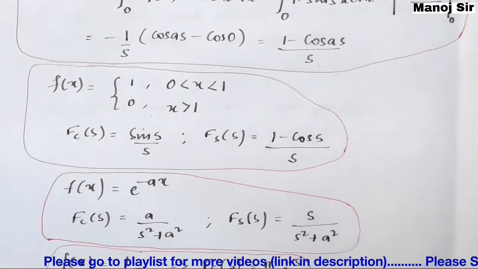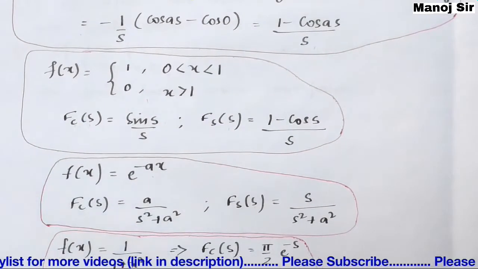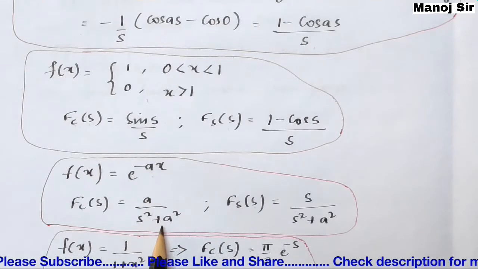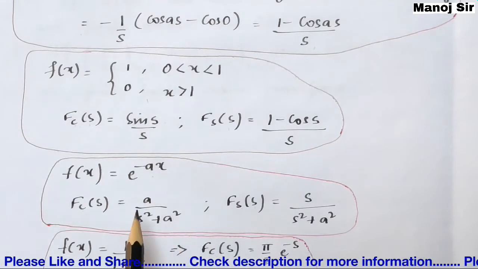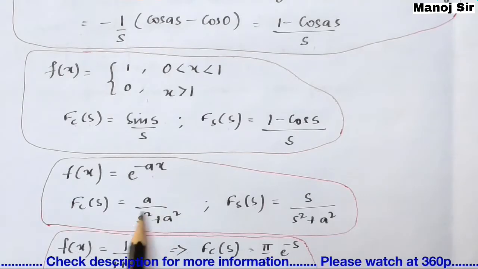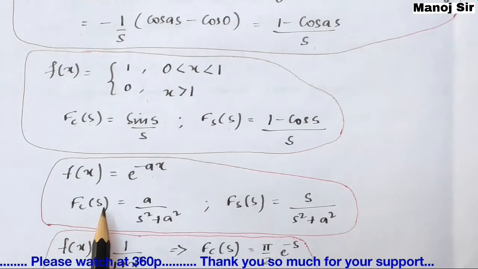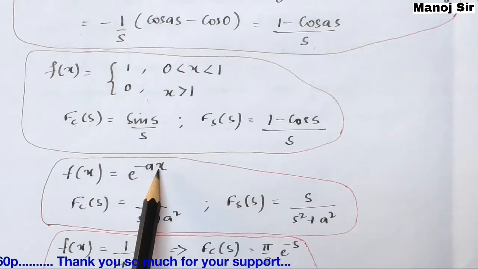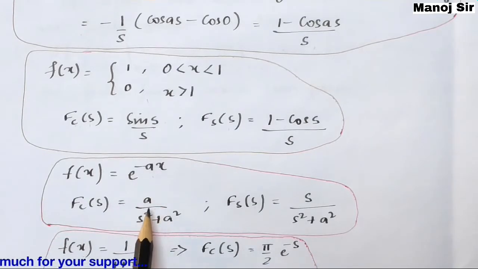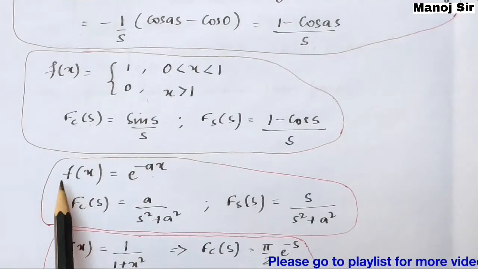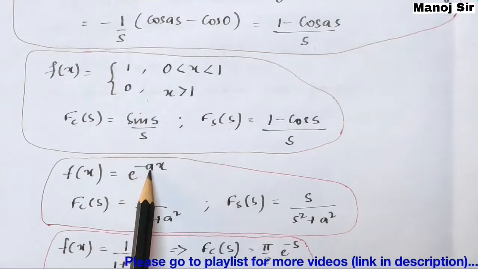If you have gone through my previous video, video number 22, I have discussed this. If you see somewhere a upon s square plus a square, then you need to know that this is the Fourier cosine transform for the function e to the power minus ax. I repeat this once again: if you see a upon s square plus a square, then this is the Fourier cosine transform for the function e to the power minus ax.